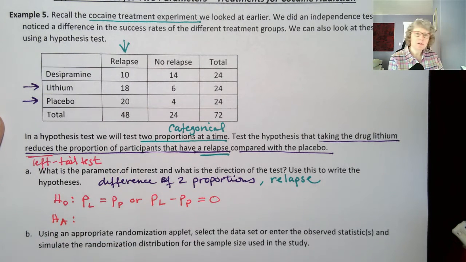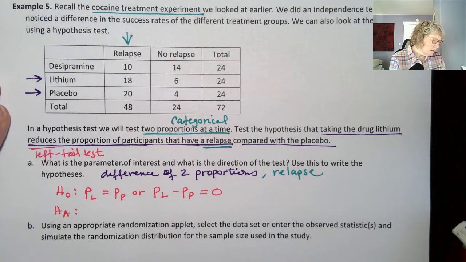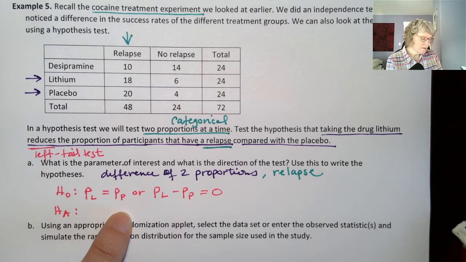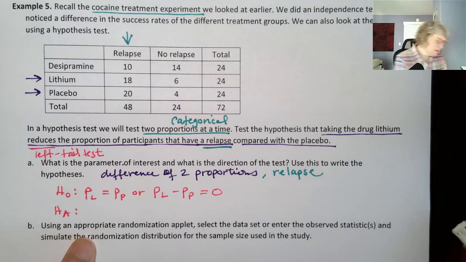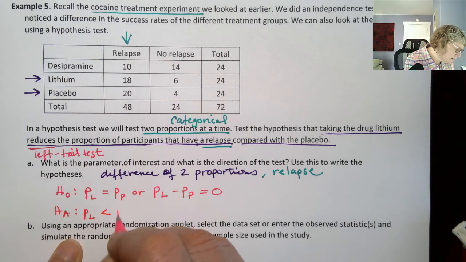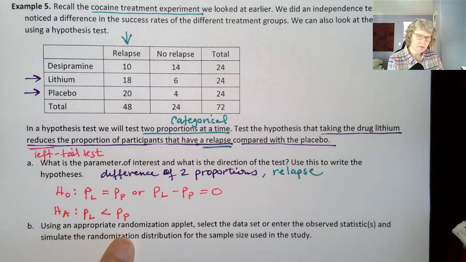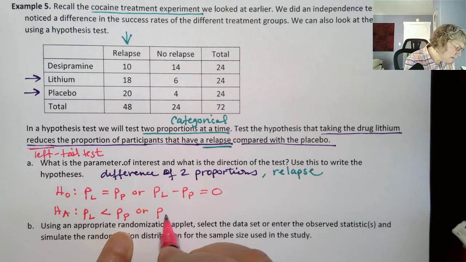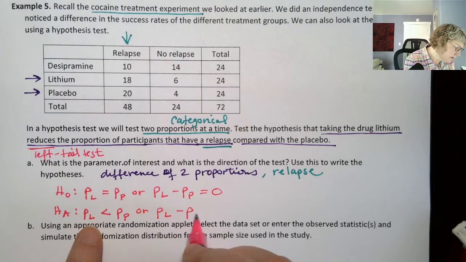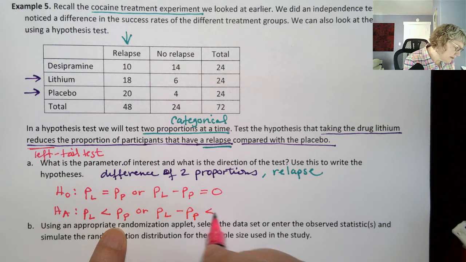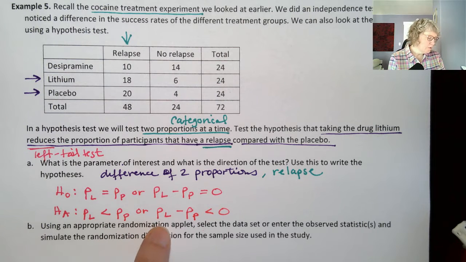Okay, let's write our alternate hypothesis. Okay, so it's a left tail test, and lithium should be better than placebo, right? That's our claim. Lithium is better. It reduces the proportion. So that means the proportion for lithium should be less than the proportion for placebo. Proportion of relapse for lithium is less than the proportion of relapse for placebo. Or if I write that in a subtraction, P sub L minus P sub P is less than 0. Okay, if I take the proportion who relapsed on lithium, subtract the proportion who relapsed on placebo, that should be less than 0.